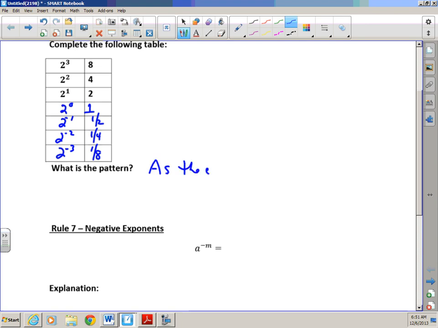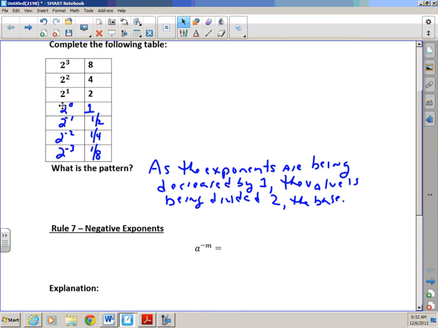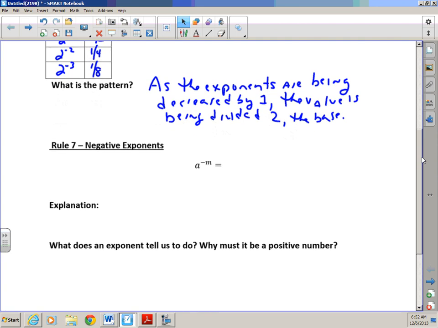As the exponents are being decreased by 1, the value is being divided by 2, which is the base. What we say in the rule is that if we have a base raised to a negative exponent, we rewrite it as 1 over that base, but with a positive exponent.